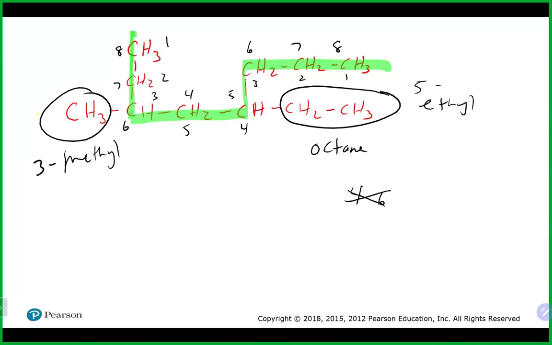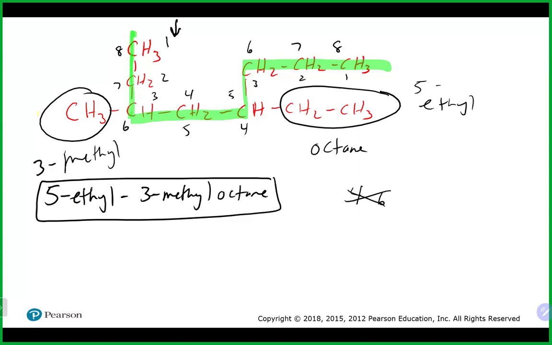So we would want to number in this direction, as that's going to give our groups the smaller numbers. Now we want to put it together alphabetically. So 5-ethyl first, regardless that the number is larger, doesn't matter. 3-methyl, and octane at the end of it. Question on that name? It doesn't matter. Alphabetical takes the priority there. You can have alphabetical, but the group will actually have maybe a larger number. So that does take priority.